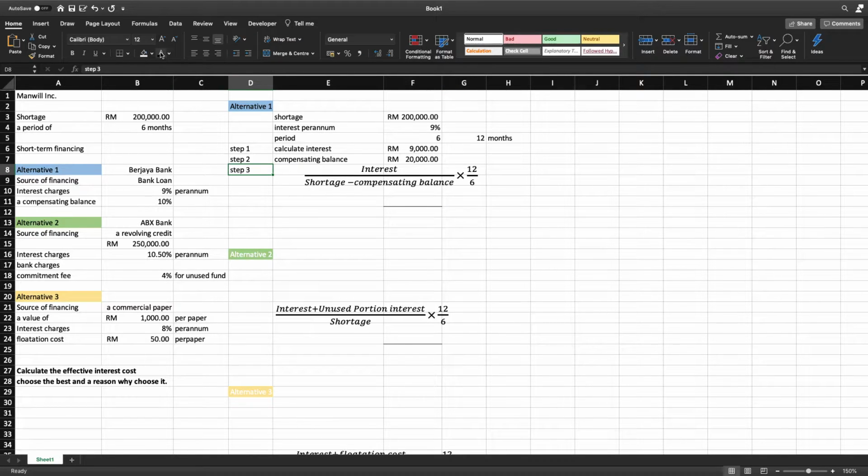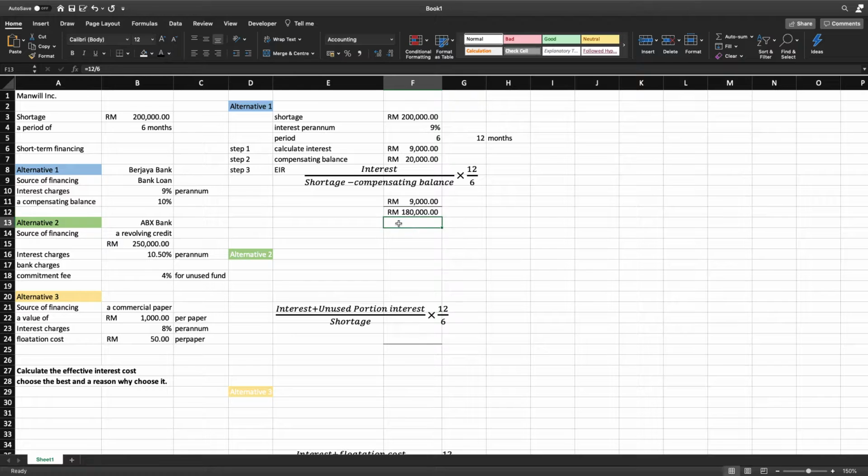Step 3 is the EIR. The formula is interest divided by shortage minus compensating balance, multiplied by 12 over 6. This is per annum, so the 6 comes from the 6 months of the shortage. So you will get interest 9,000, and the shortage 200,000 minus the compensating balance, so you will get 180,000.